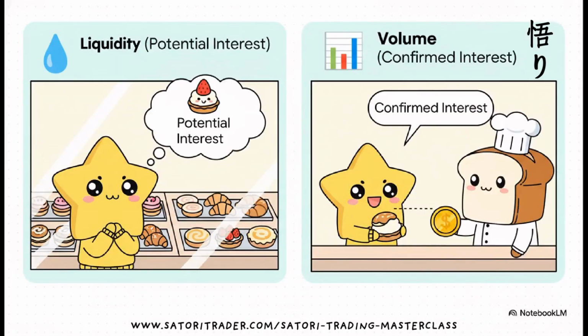Okay, this is a super important point. Liquidity and volume are not the same thing. Liquidity, what you see on the DOM, is just potential interest. It's a bunch of orders just waiting around. Volume is confirmed interest. It's trades that actually happened. A price level can show a giant wall of buy orders, but if nobody actually sells into it, zero volume gets traded. Understanding that difference is absolutely crucial.